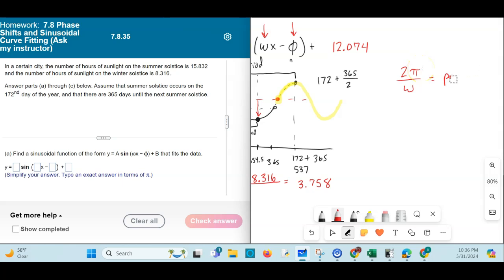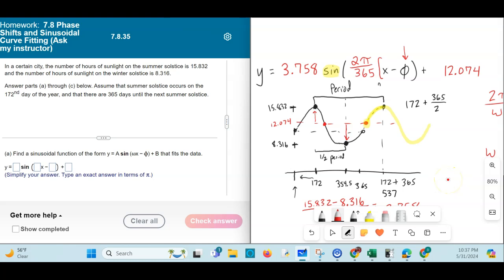Well, our period, we're told, is 365 days, because we go from maximum summer solstice to maximum again at the next summer solstice a year later. So that's 365 days later. So do a little math, rearrange this, basically omega and 365 change places, and we get omega is equal to 2 pi over 365.